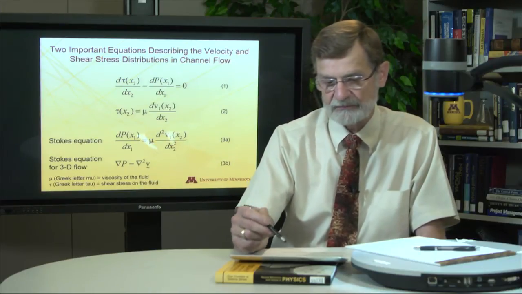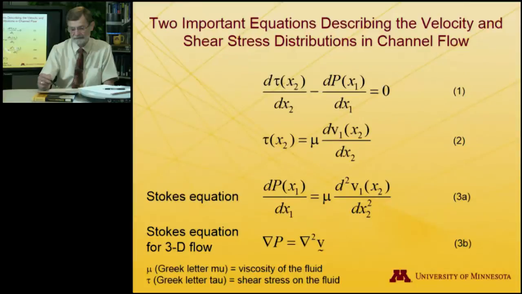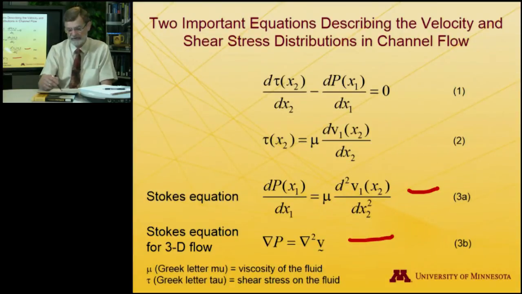We can combine these two. We put equation 2 into equation 1. We end up with what's often referred to as Stokes' equation that describes the pressure gradient in terms of the second derivative of the velocity. Okay, so that's where we're going to start. And we're going to generalize it in a way. You can first generalize it to 3 dimensions, written in terms of the gradient in the pressure, and del squared operating on a vector, the velocity vector. When I write a tilde under a term like that, it means that that term is a vector.